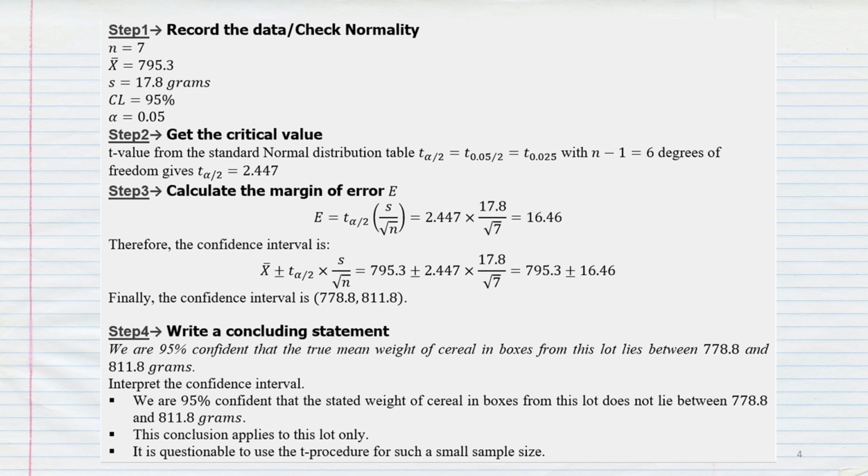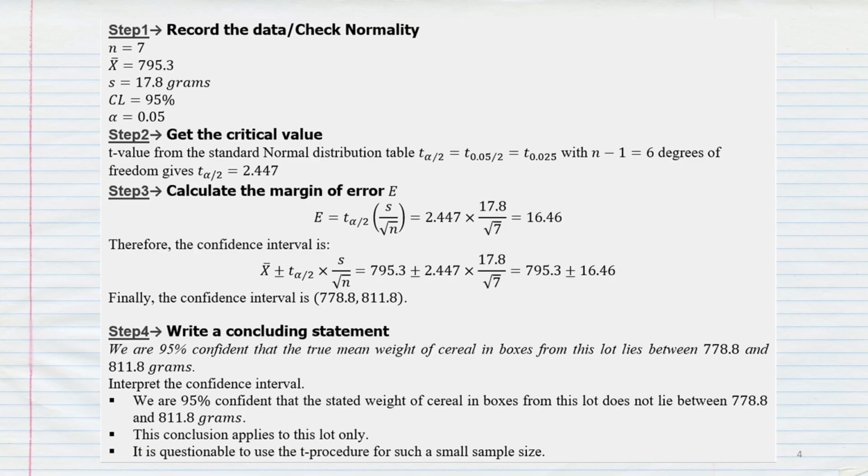Let's work through the cheat sheet to find the confidence interval of the mean weight of the cereal boxes. Step 1. Carefully read the problem statement and extract the statistics such as the sample mean and standard deviation, the sample size, and the confidence interval. Don't forget to check the normality in the statement. Step 2. Get the critical value from the t-table or by using Microsoft's Excel. Step 3. Calculate the margin of error, E, as shown. And finally, write a concluding statement while thinking critically about the results.